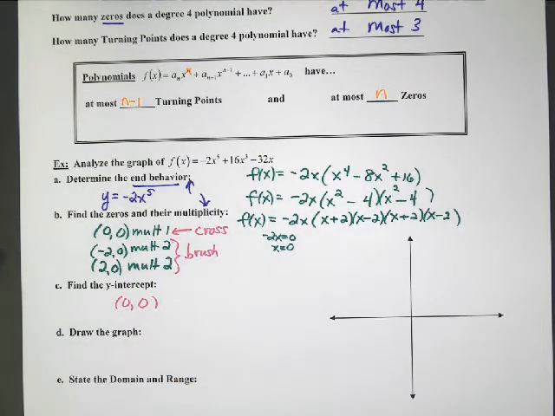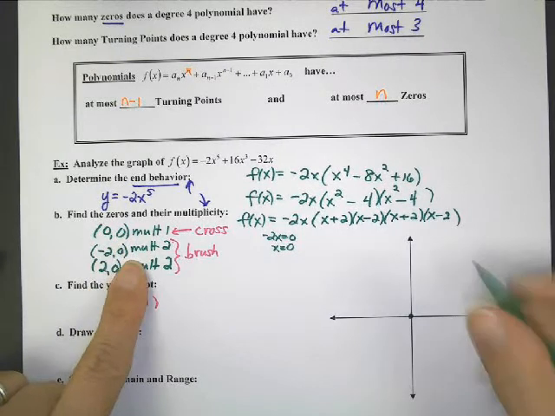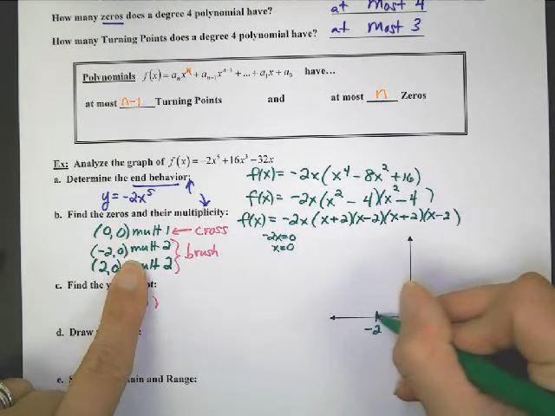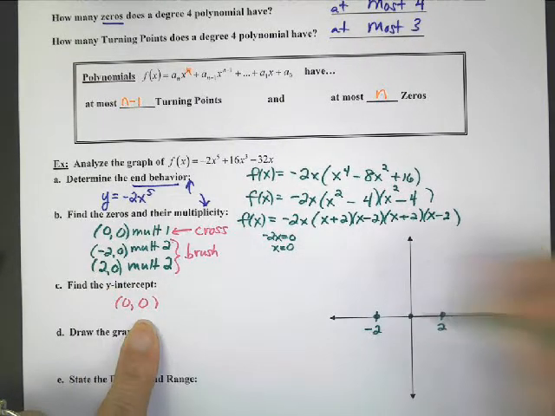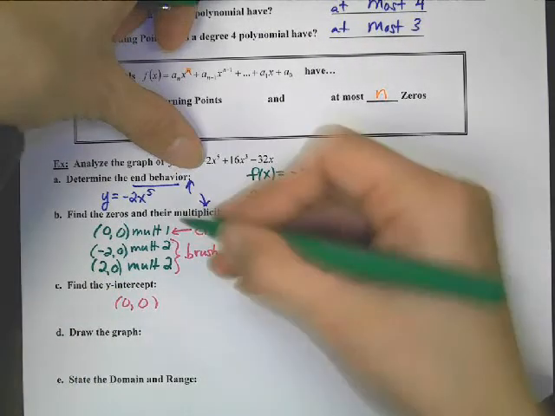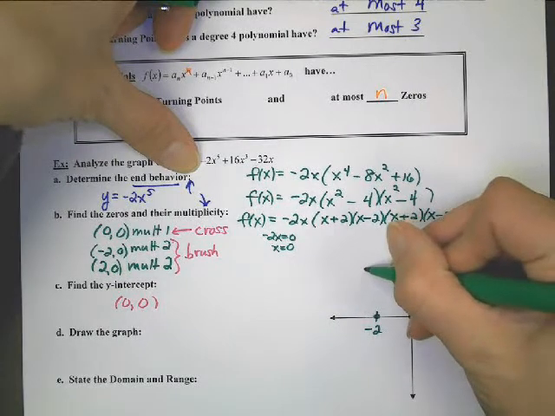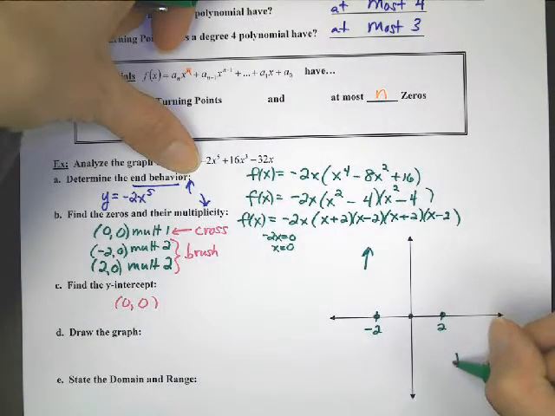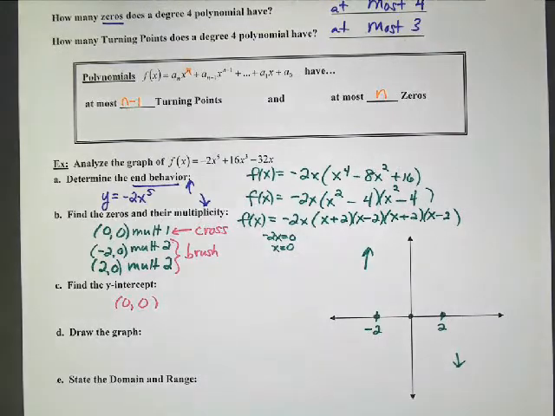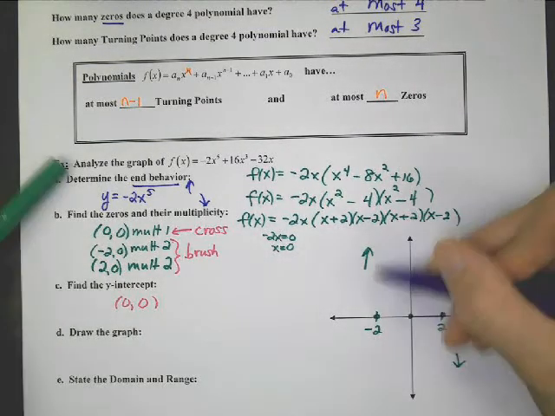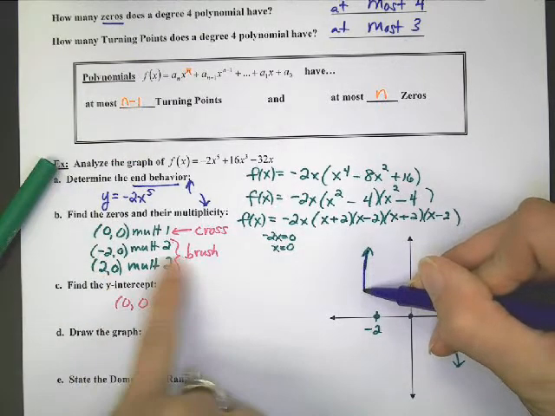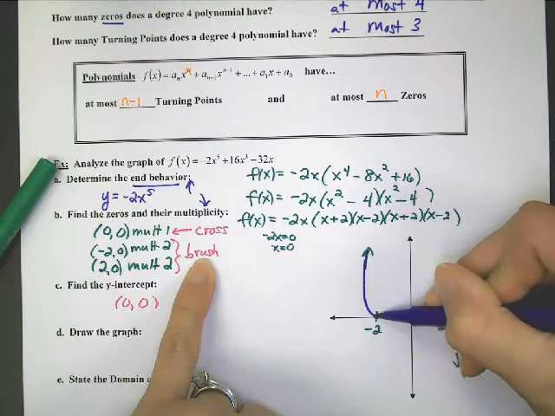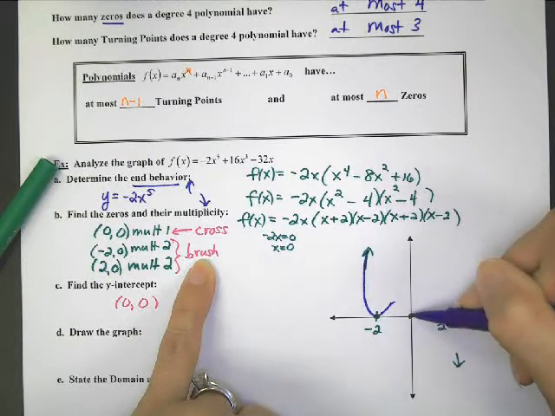Draw the graph. Okay, I sure will. The x-intercepts are 0, 0, negative 2, 0, and positive 2, 0. The y-intercept is the same. The end behavior says it has to go up, and it has to go down. So let's put our pencil up here on this arrow, and let's approach negative 2. I'm approaching negative 2, and it says I need to brush it. So brush off that x-intercept.